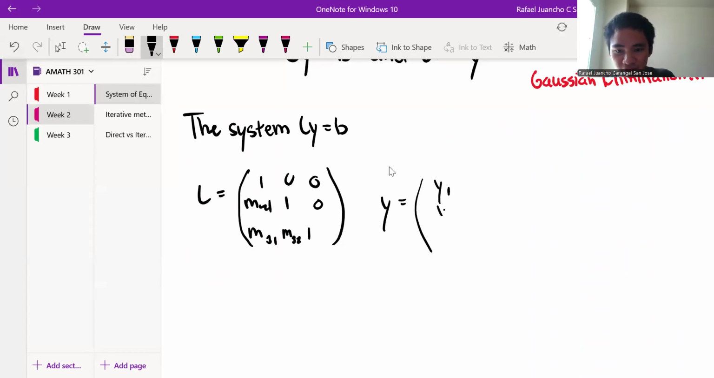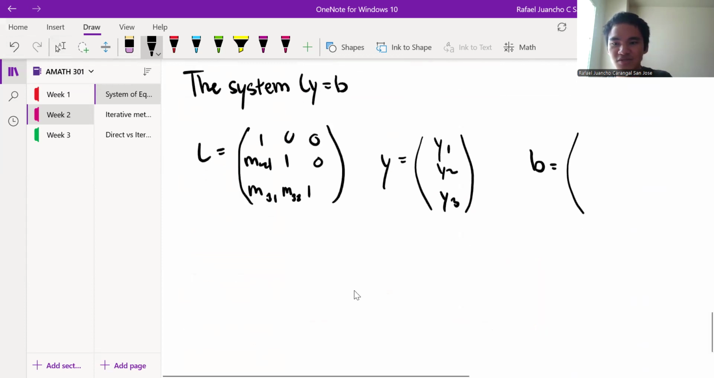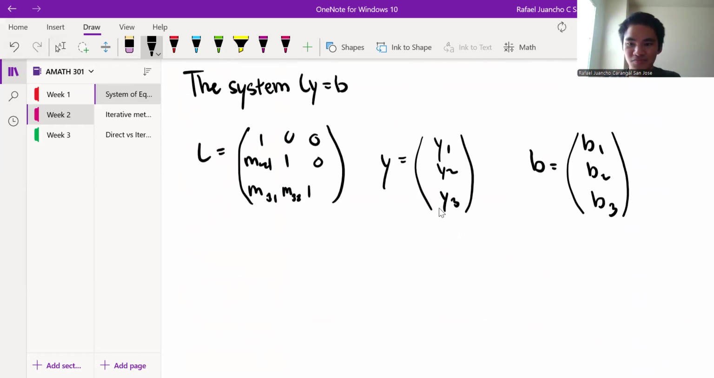My Y, here I made a new one. So let's say y1, y2, y3. So Y is a 3 by 1 vector. And my B is just a result vector that has values b1, b2, b3, right? Here I'm making it general. I'm not putting any numbers. And here we can actually just solve for the system.